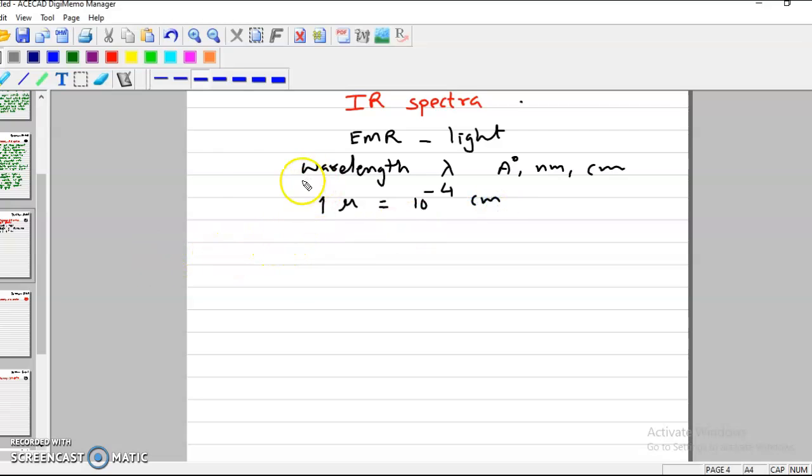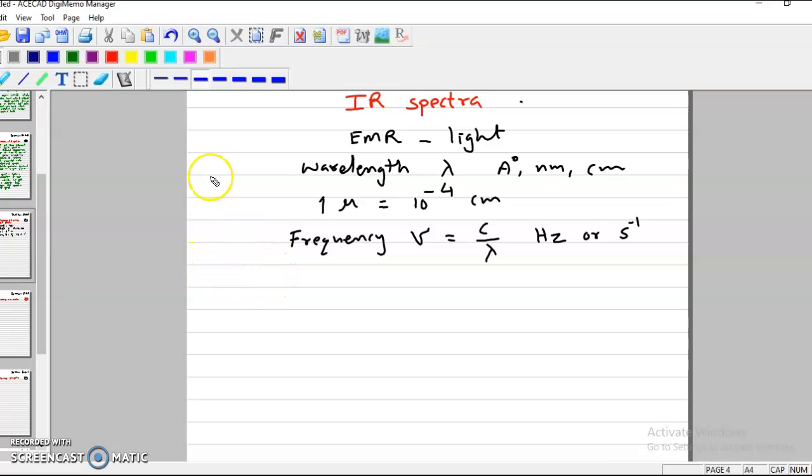The second parameter which we use to measure light is frequency. The symbol is nu, and nu is equal to c upon lambda, where c is the velocity of light and lambda is the wavelength. The unit of frequency will be hertz or second inverse.